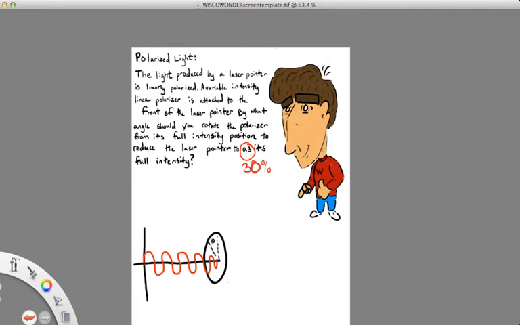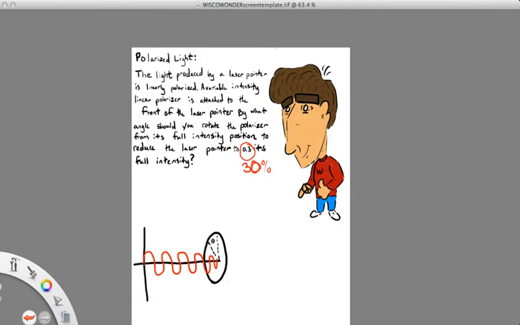Alright. So, remember that where the polarizer is parallel to the incoming light, that's going to be the full intensity. So we can think of the full intensity as being 1 in this case. And we're looking for 30% of that.